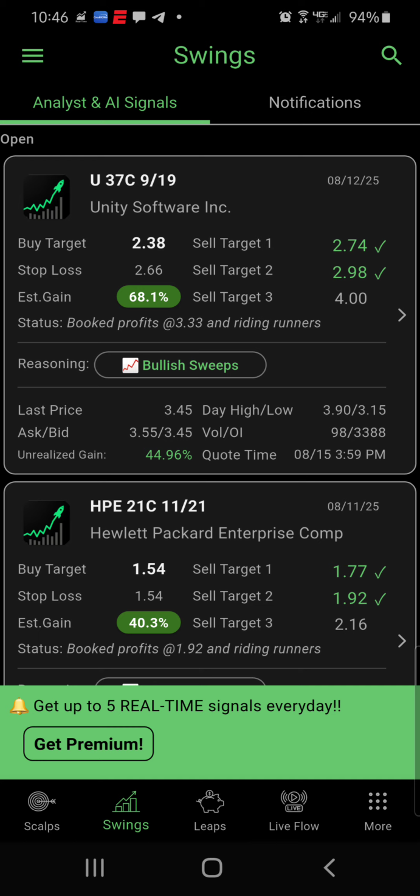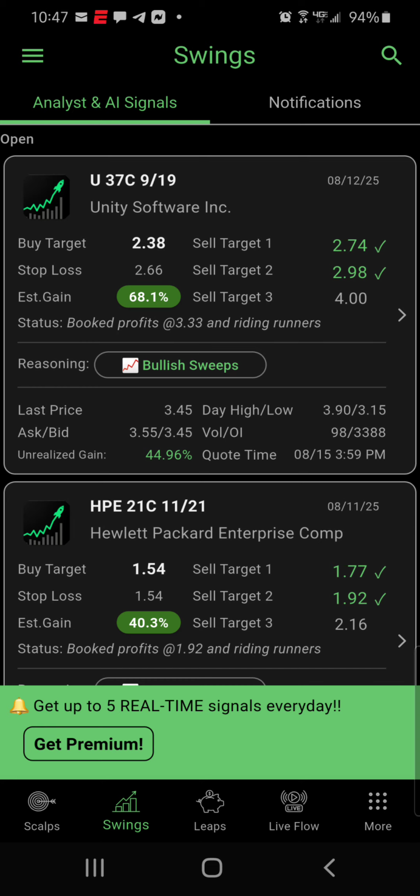And you see the quote time right under that. It was August 15th at 3:59 p.m. I told you the market closed at 4 p.m. All trading stops after that. And right now, unrealized gains, you would be up 44%, almost 45% right now. You know what I mean?